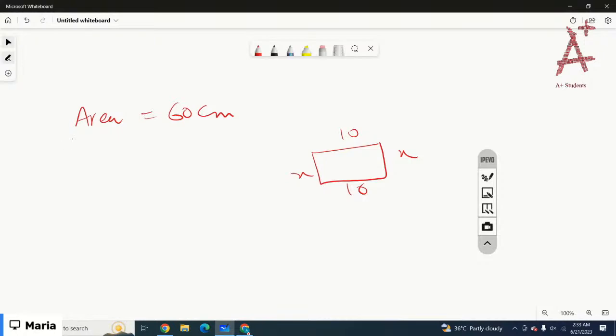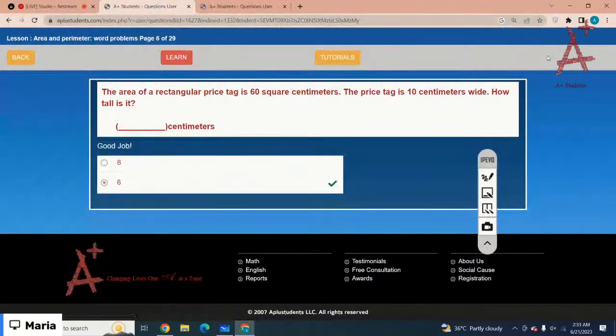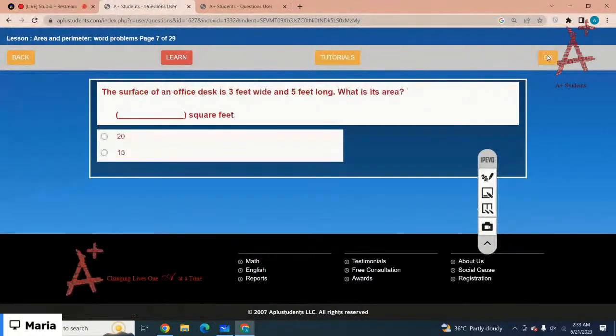Got it? We know that the area is length times width. That would be 10 times x. So 10 is multiplying x. Opposite to multiplication is division. Got it? So when you divide, 10 times 6 is 60. That means this one is 6. So the missing side length is 6. That means it is 6 centimeters tall.